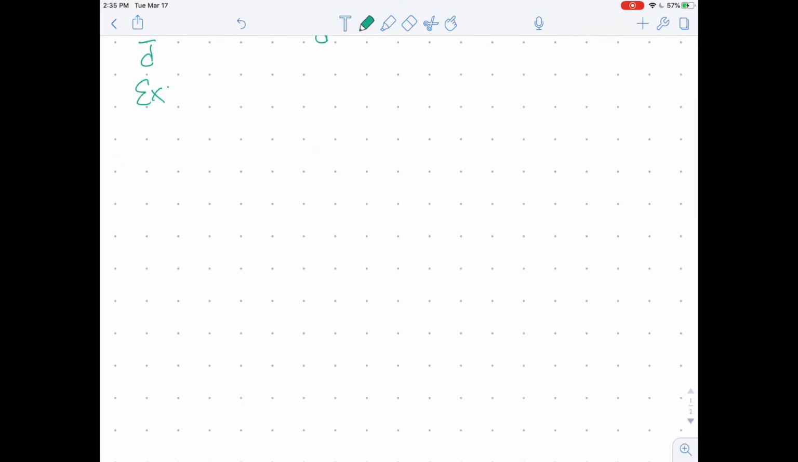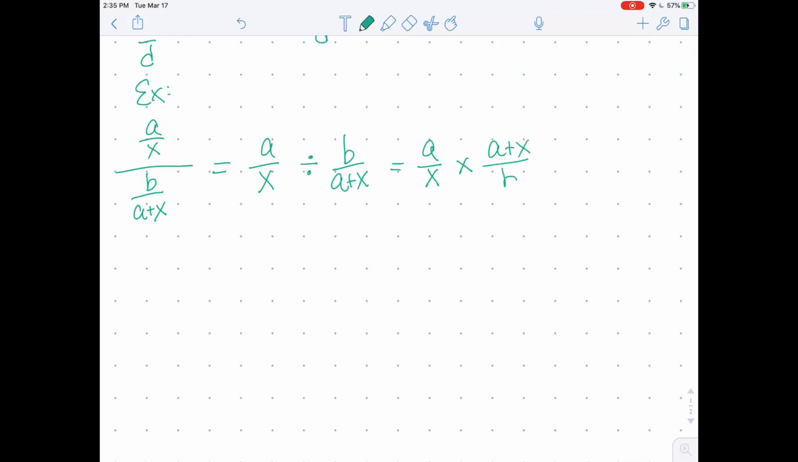Okay, we've got a over x divided by b over a plus x. First thing we're going to do is write this as a division statement: a over x divided by b over a plus x. Now we know that if we divide fractions, we have to multiply by the reciprocal. So we write the first one down, change the division to multiplication, and flip over the second fraction. And this is our new problem.